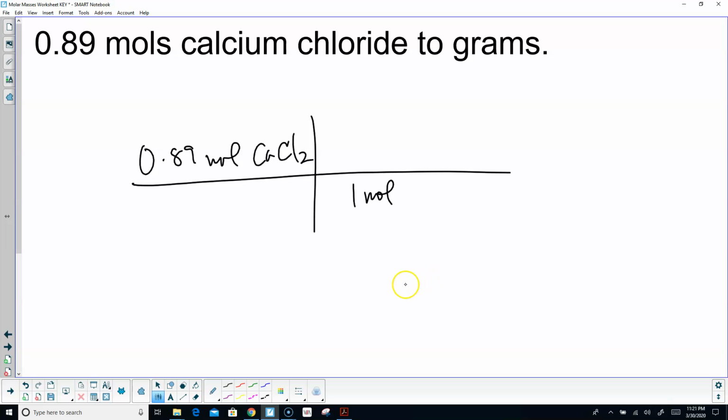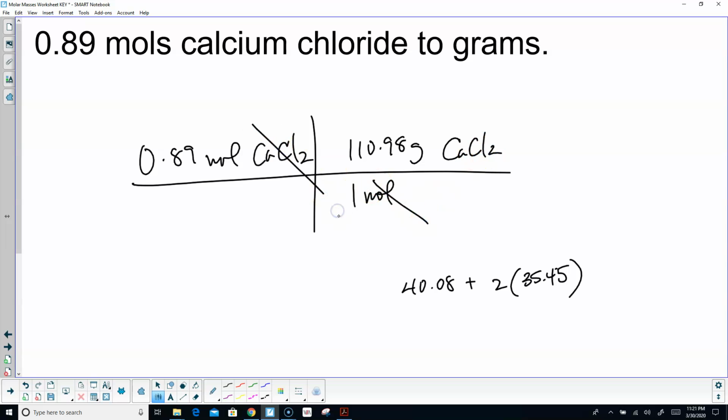And if I add up calcium chloride, calcium's 40.08. There are 2 chlorines, each at 35.45. And let's see. Multiply and then sum. That's going to be 110.98 grams of calcium chloride. Moles cancel. 0.89 times 110.98. Sig figs, you're going to be limited to 2 because of those 2. So it's going to be 98.77. You're going to round that up to 99 grams of calcium chloride.